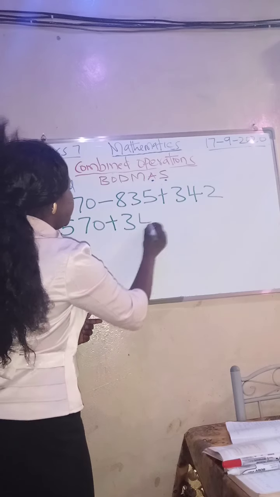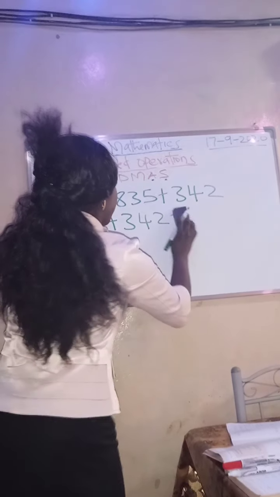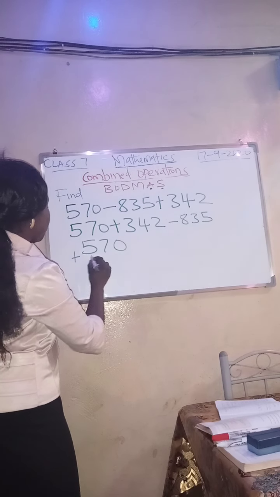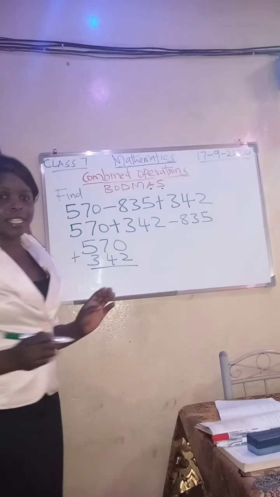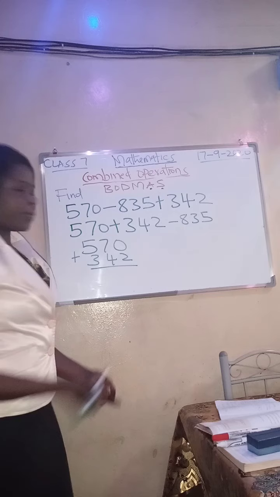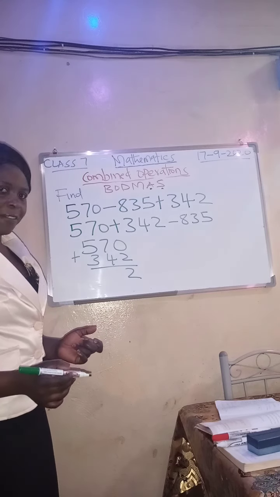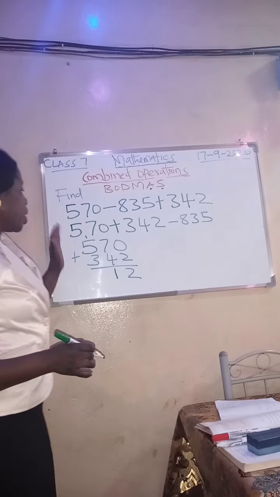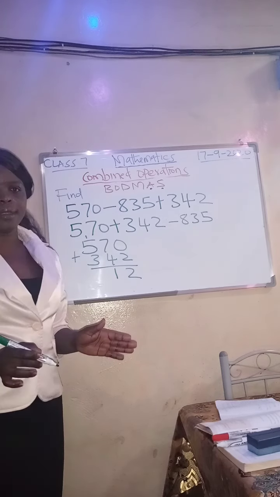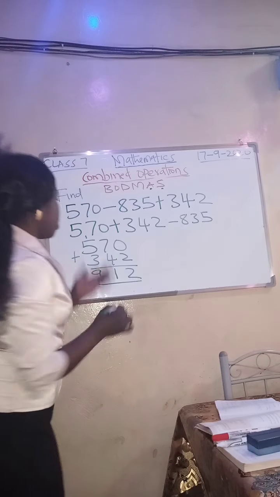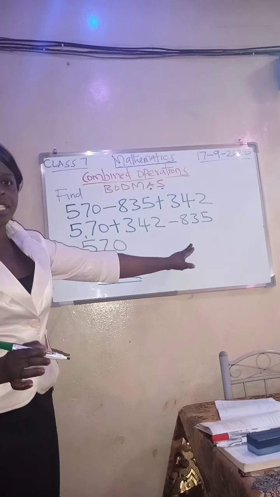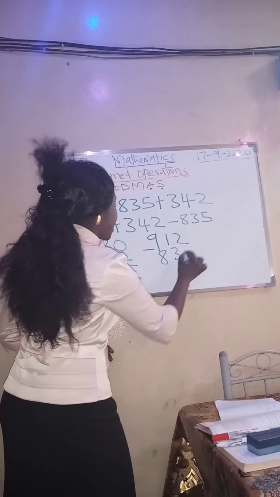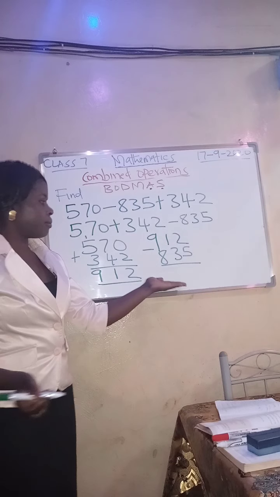We bring it closer. And next, we take away 835. 570 plus 342. I hope you are writing yours. So let's add together. 0 plus 2 is a 2. 7 plus 4, 11. I hope I'm not so fast. So we write a 1 and we carry our small 1 there. 1 plus 5 is 6. 6 plus 3, 9, of course. Good. So we've gotten that. Next, we take away now 835 from this number, okay? So we will write here 912. We are supposed to take away 835. Look at that.